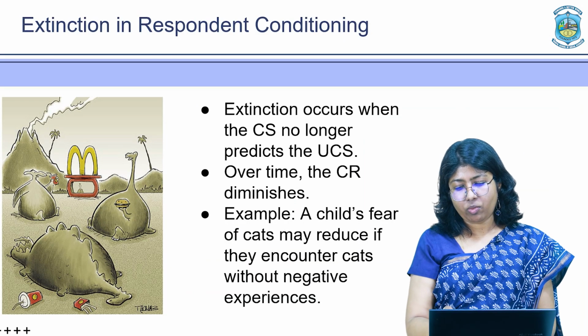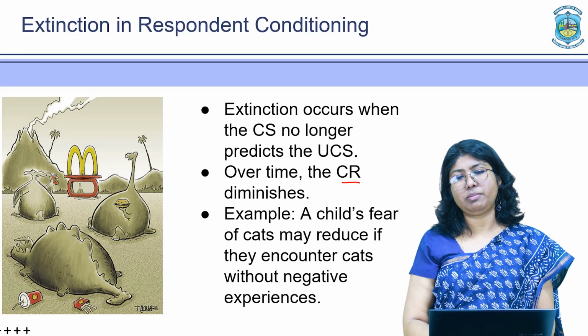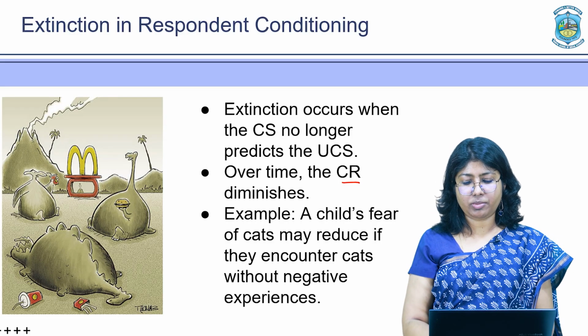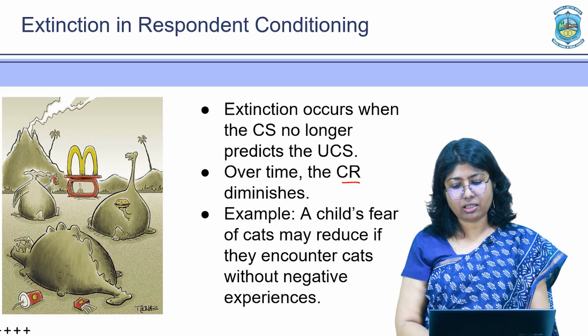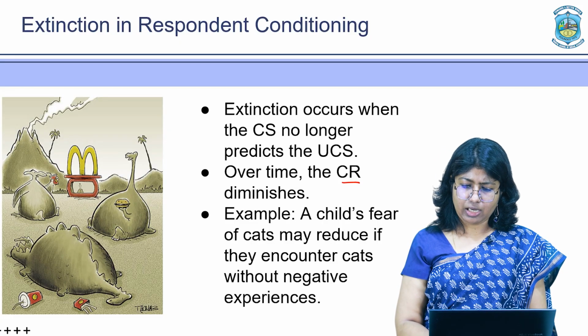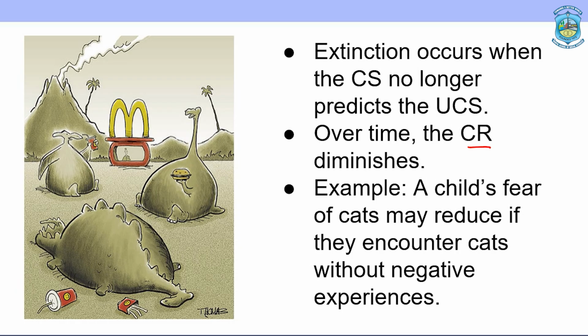So over the time, when we see that the conditioned response is diminishing and there is no association between the conditioned stimulus and the unconditioned stimulus, in that case extinction will happen. Let me explain this with an example. If a child is having fear of cats, this may reduce if they are encountering cats without negative experiences. So supposing the child is exposed to the cats and the cats are not doing any harm to the child, in that case extinction will happen. Of what? Of the fear that the child might have been facing earlier.